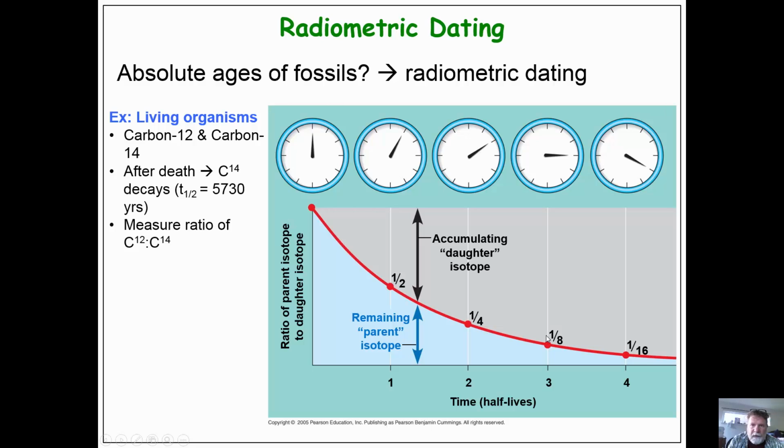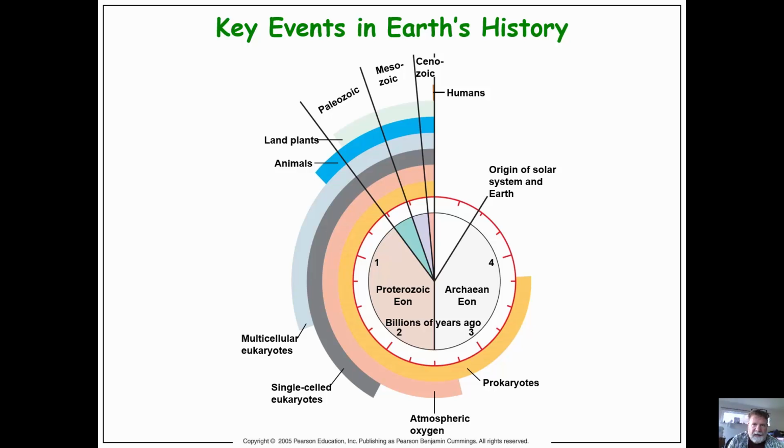Okay. We can also use radiometric dating. That is, radioactive molecules have a half-life. Carbon-14 can be used to look at things that are relatively recent. Other types of radiometric dating are out there, and you can take a look at that. This is something that I want you to know.